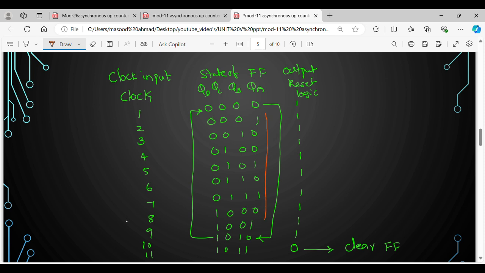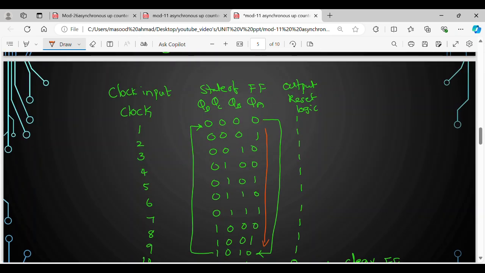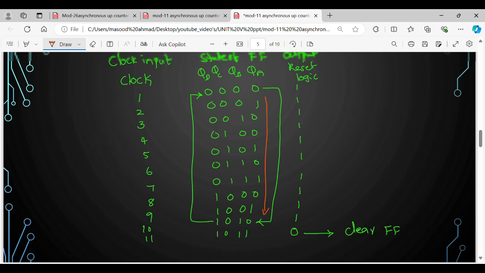like this coming down. Then it will start with 0 and once again will come down. Once this is done, it will go to the back, then it will repeat. So this is how the mod 11 counter is going to work. This is exactly the truth table. From this what we can see.